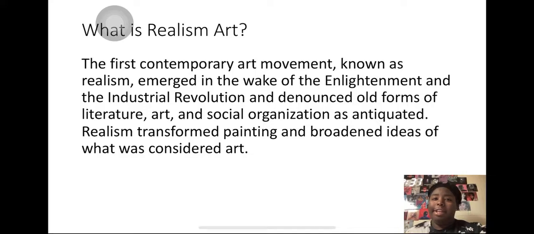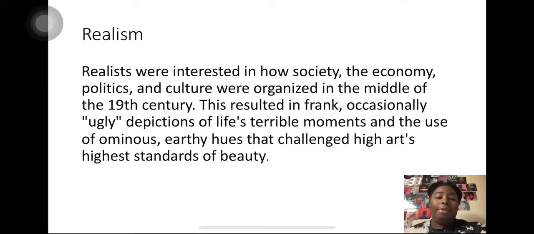Working in a turbulent period characterized by revolution and significant social change, realist painters gave the edges of society the same way as big history paintings and allegories by substituting real life events for literary allusions and idealized models of conventional arts. Realists were interested in how society, the economy, politics, and culture were organized in the middle of the 19th century. The result was frank, occasionally ugly depictions of life's terrible moments, and the use of anonymous earthy hues that challenge the highest standards of beauty.